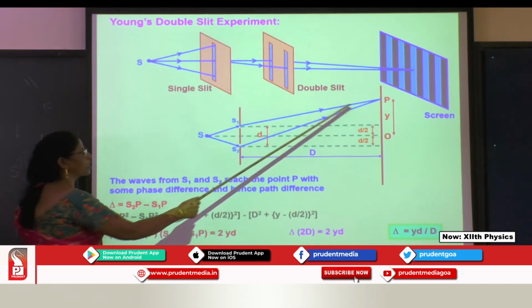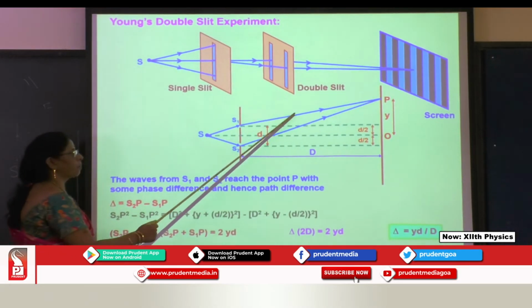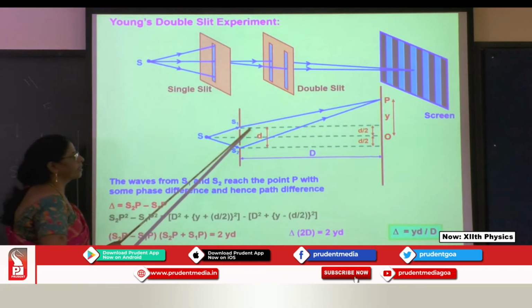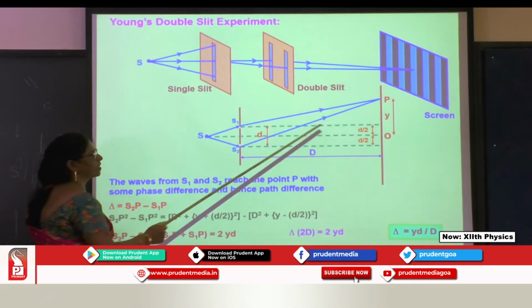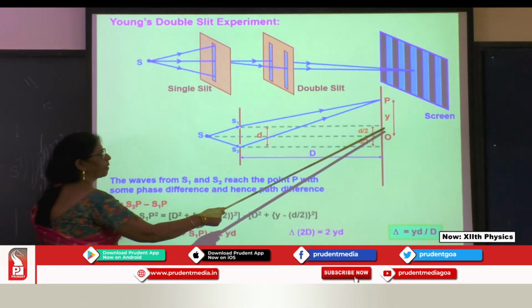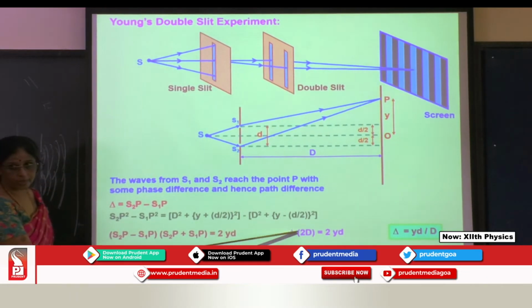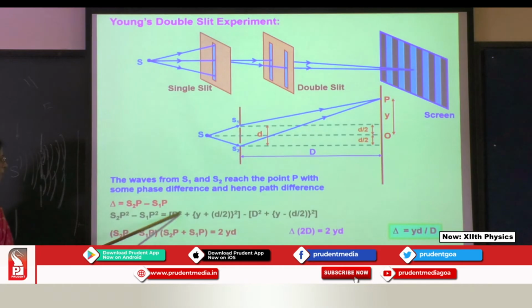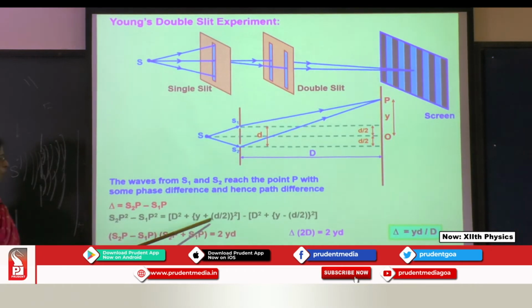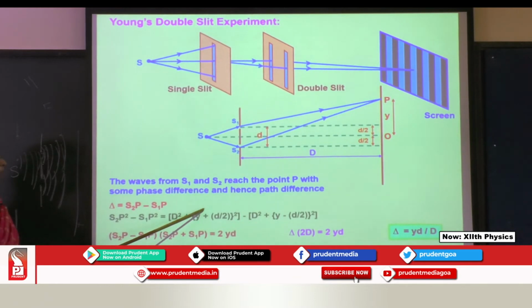What is S1P square? Consider the right triangle, this one. This is the hypotenuse, S1P square. This square, S1 to this one, is D square, and the entire thing is (y minus d/2). So we have here (y - d/2) square. So S2P square minus S1P square is this. By the formula a squared minus b squared equals (a plus b) into (a minus b), when you expand this, you get the answer 2yd.